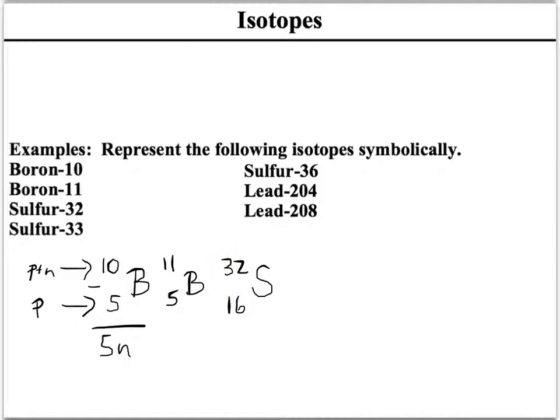Okay, let's try our lead example. The symbol for lead is Pb. We look on the periodic table and we see that lead is the 82nd element, so that means it has 82 protons, so that's our atomic number. And then for the first isotope of lead, we would put 204 at the top, and again that's protons plus neutrons. If we were to change this symbol into the second lead isotope, all we would have to do is change this 204 to 208.